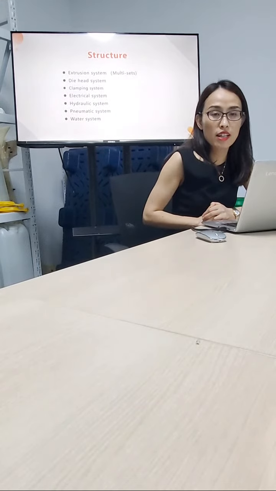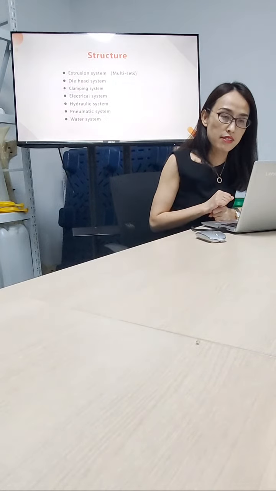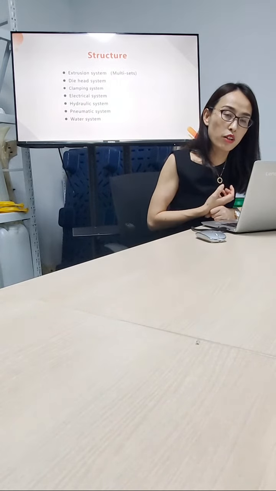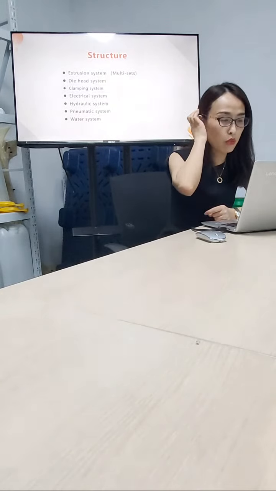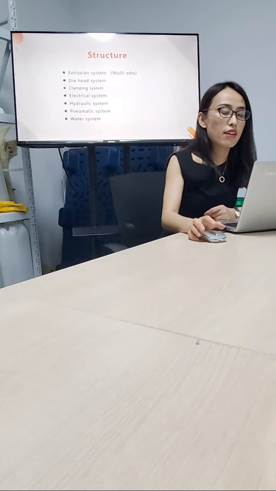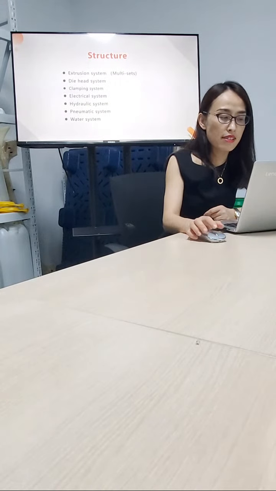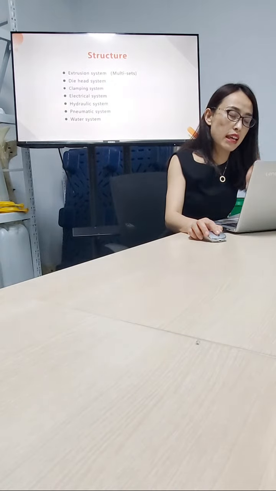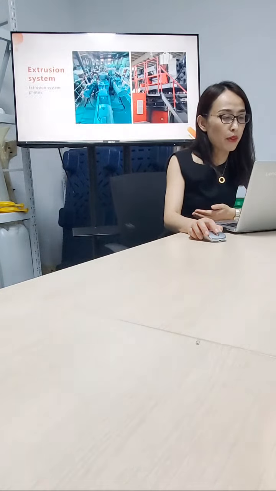Okay, now let's go to our professional technology regarding our extrusion blow molding machine, because just now I already introduced some applications of our machines. Now I think you have an idea how our machine reaches a field and how our machine produces these bottles. Structure: our machine has totally 7 systems: extrusion system, die head system, clamping system, electrical system, hydraulic system, pneumatic system, and water system. If you have these 7 systems, let's go to the next step.